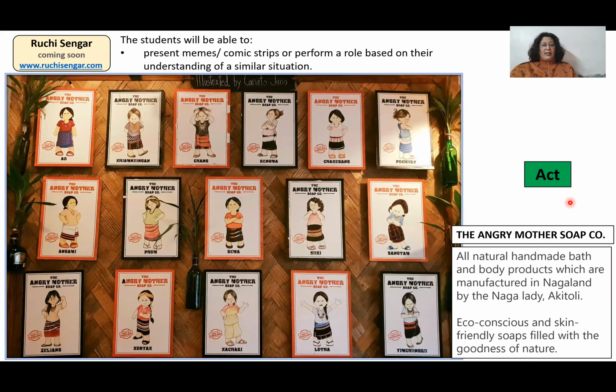And I thought that if we showcase the product labels for the child, if you see, each expression is different. So probably if you enlarge this and give it to different pairs in your classroom, they have to act out a situation which causes this particular reaction from the mother. So that would work very, very well. And you're using art because you're using a product label. It's from Nagaland. It's great. You can bring about awareness of the product as well. It's a beautiful thing you could do, right? So that's one.